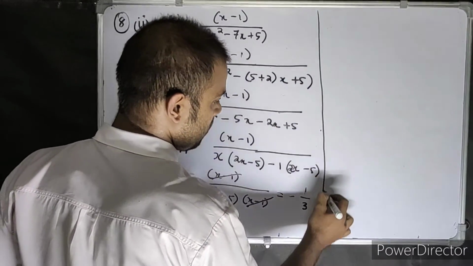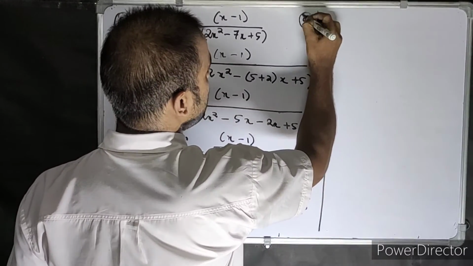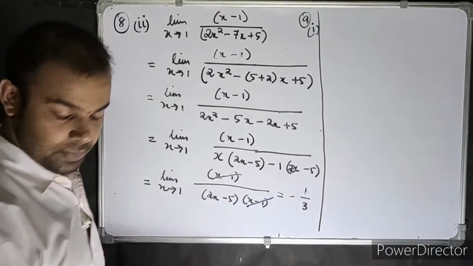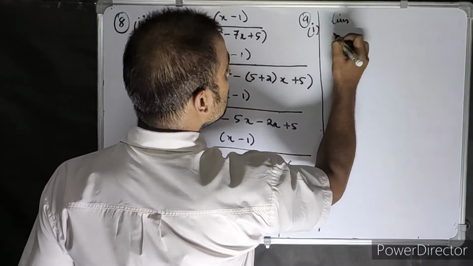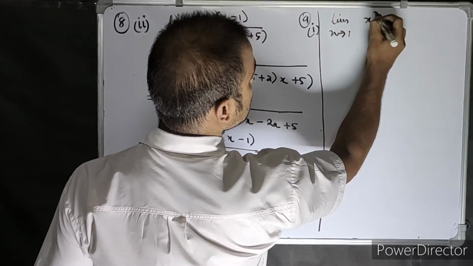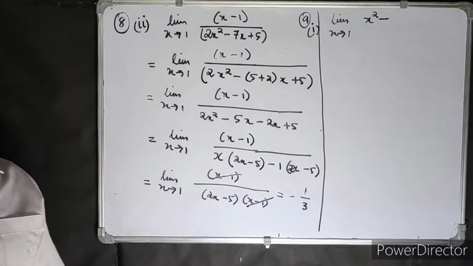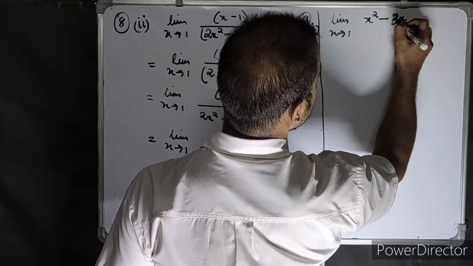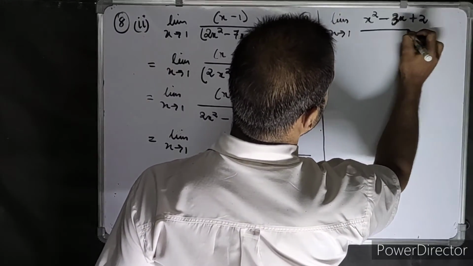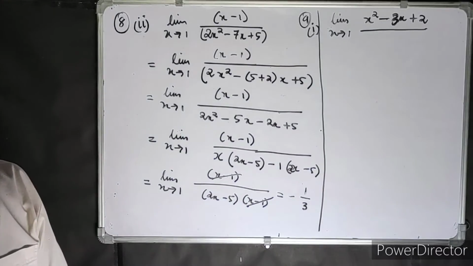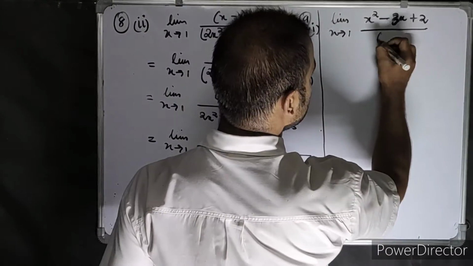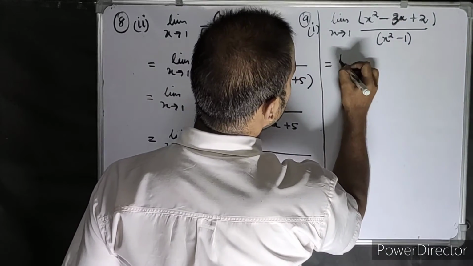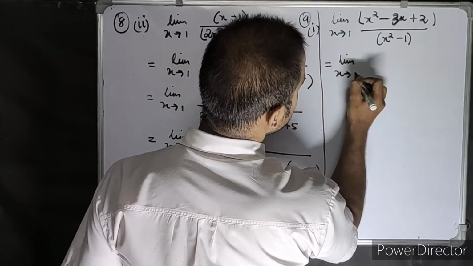Okay. Let's go on to question number 9 part 1. Again, a very simple question. Limit of x tends to 1, x square minus... These are not very important. You all can do it in the exam. The ones that you won't be able to think of or do in the exam, those are important. These are very simple for you, so don't mark them as important.